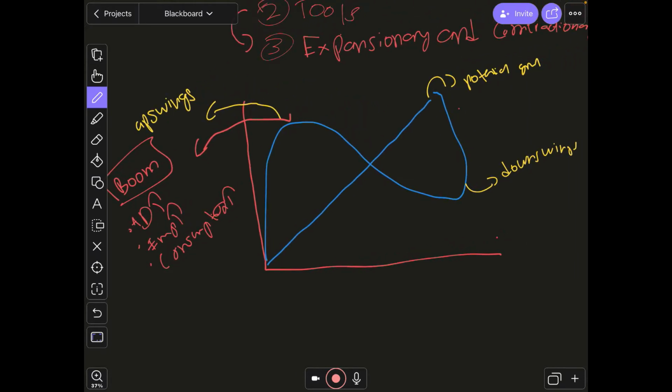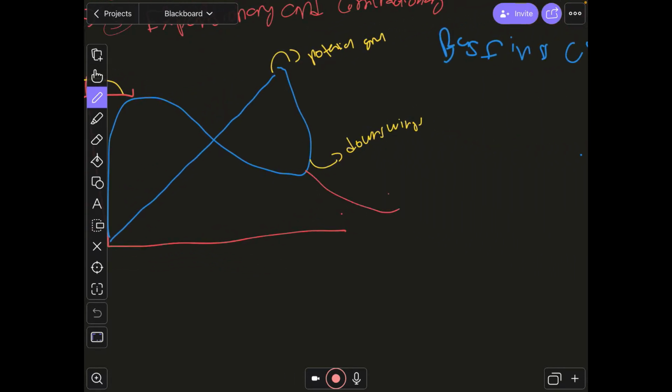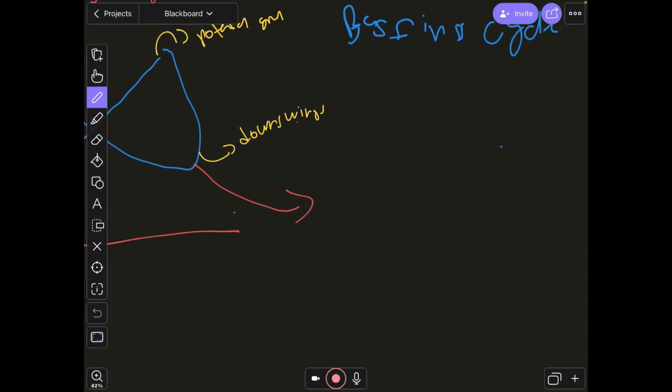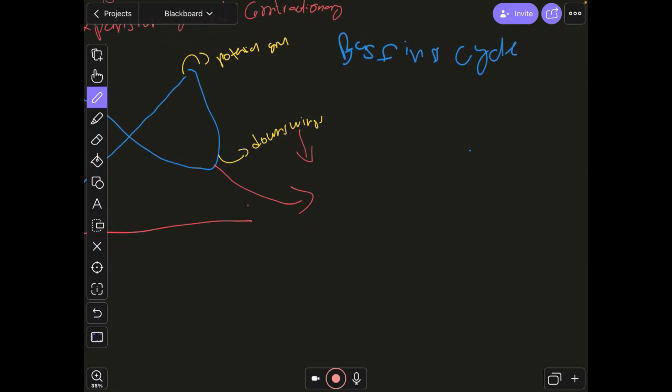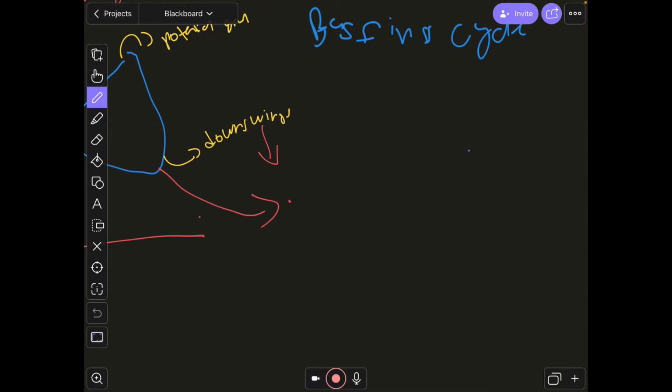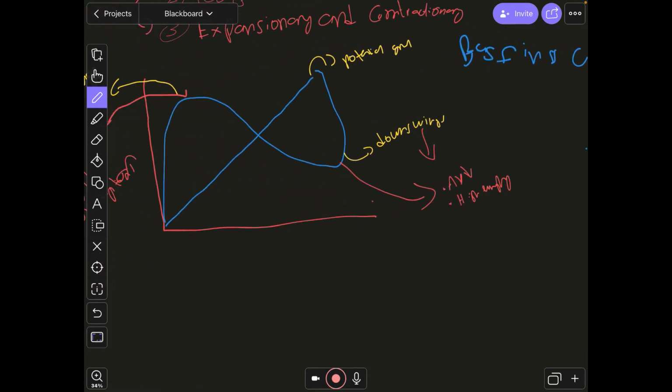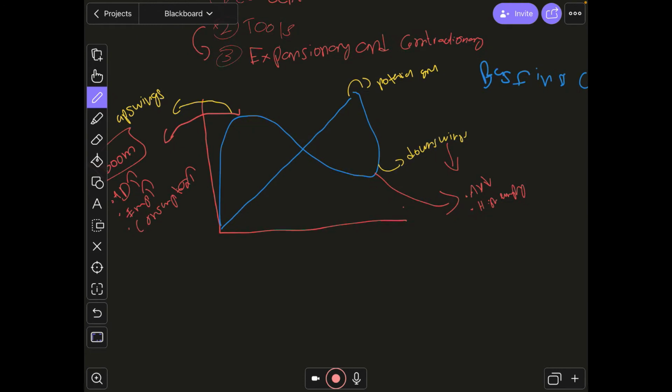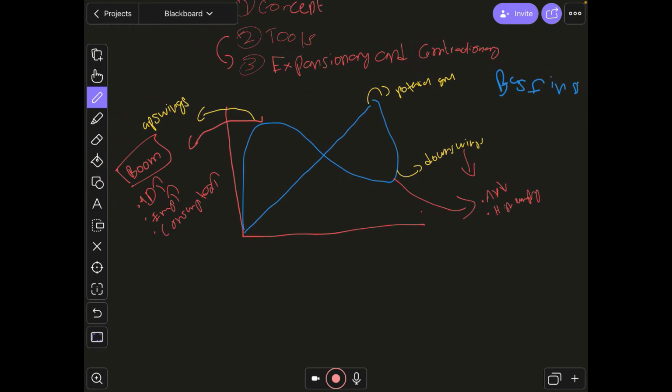Right? And then this down part represents downswings, as the name suggests. And so over here we have low aggregate demand, high unemployment. And so this part is known as a recession, and the other part is known as upswings or boom.